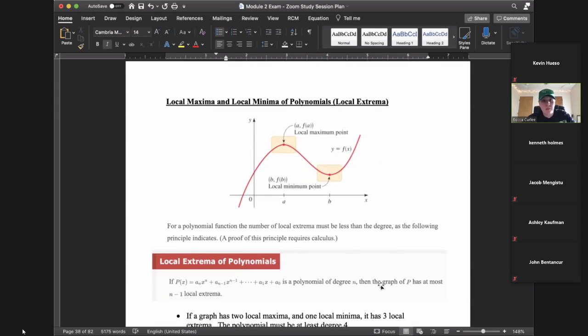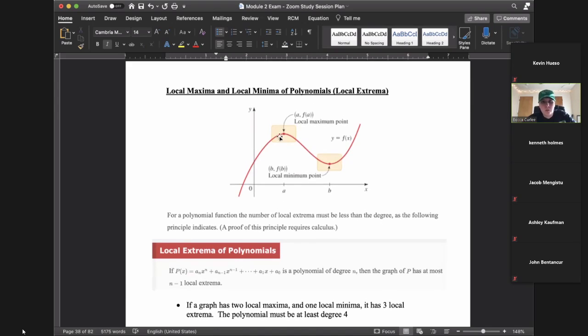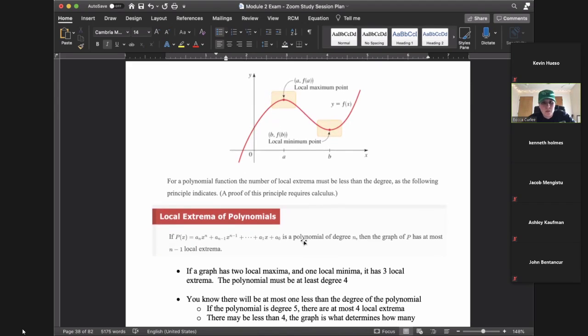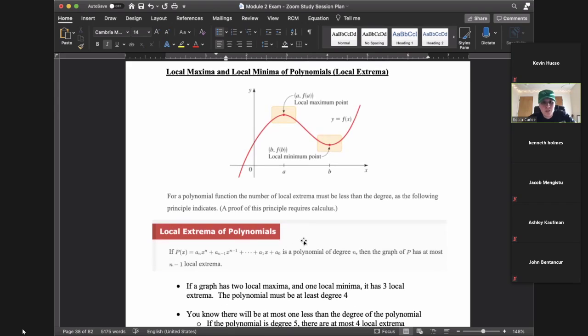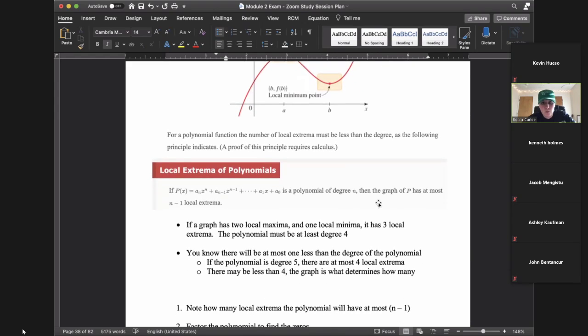All right, local maxima and local minima of polynomials. They're also called local extrema. So we're pretty familiar with local maximum points and local minimum points. That's what those look like. So for a polynomial function, the number of local extrema must be less than the degree, as the following principle indicates. So at the most, a polynomial will have n-1 local extrema.